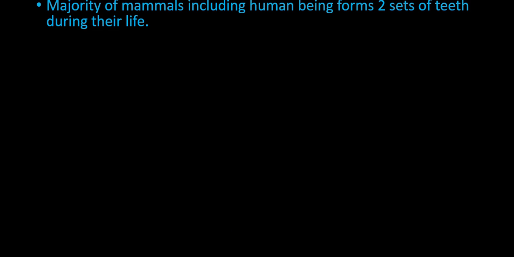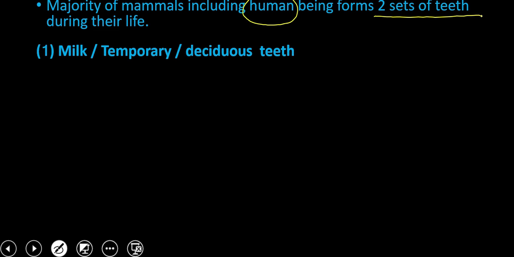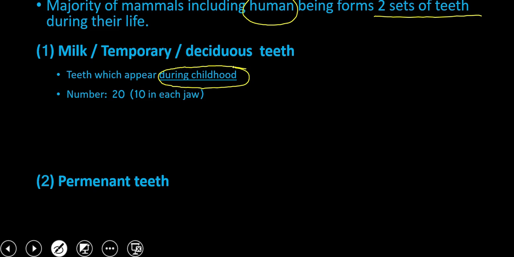In case of mammals, the majority, particularly human beings, have two sets of teeth during their lifespan. One is milk, temporary or deciduous teeth, and the other is called permanent teeth. So what are milk teeth? The teeth which appear during childhood, before the age of 6, are called milk teeth, which are 20 in number, 10 in each jaw.